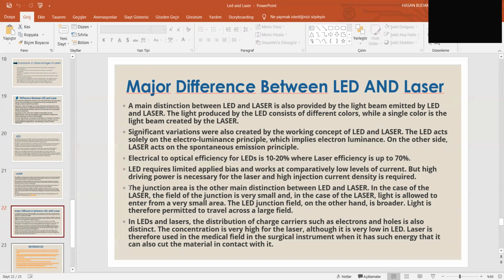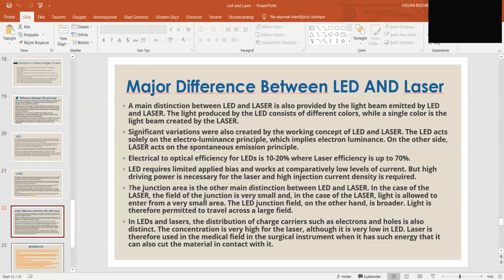Electrical to optical efficiency for LED is between 10% and 20%, whereas laser efficiency is up to 70%. LED requires limited applied bias and works at comparatively low levels of current, but high driving power is necessary for the laser, and high injection current density is required.